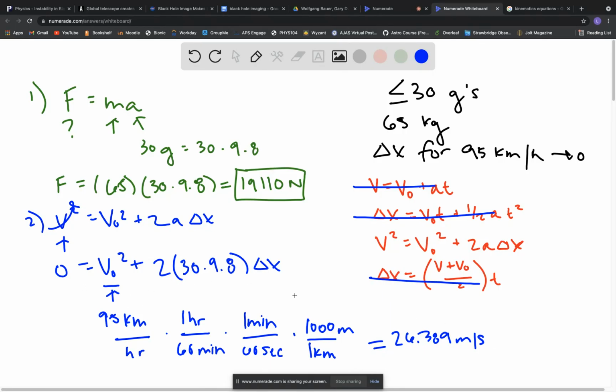And if you just move these terms around, you'll get that delta x, or the distance that you're going to decelerate, or the distance you're going to go before you hit rest, is equal to 1.184 meters. Pretty simple if you use your kinematics equations.